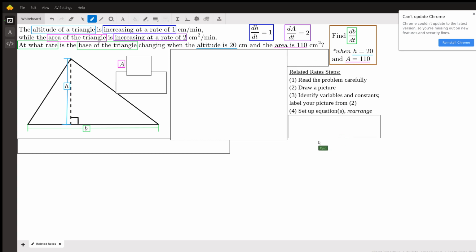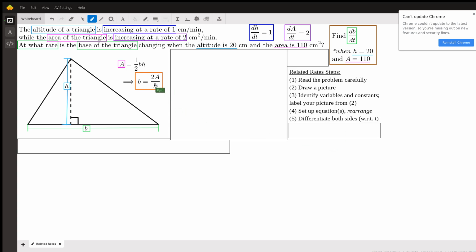In step 4, we want to set up an equation, possibly more than one equation, and then rearrange. The type of equation really depends on the kind of problem. Usually it's some sort of geometric formula or SOHCAHTOA. I hope it's clear that in this case we want the formula for the area of a triangle. So A equals 1/2 base times height. And what I mean by rearrange, if you had more than one equation, you might solve for a variable in one of those equations and plug it into the other one. In this case, since the question is asking for something about the base, I think it would be wise to solve for b in this equation. So multiply by 2 and divide by h, and you get b is equal to 2A over h.